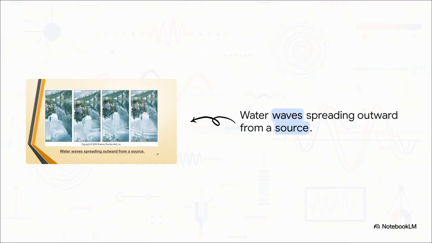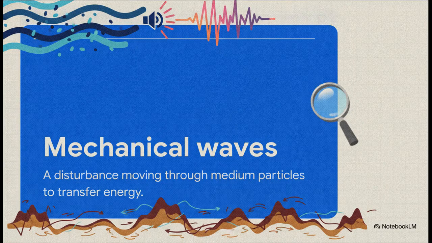It's such a classic visual of a propagating disturbance. But to really get what's going on, we have to look past the surface at the actual physics at play. Which leads us to the technical definition. Mechanical waves are a disturbance that travels through particles of a medium to transfer energy and momentum away from the source. It's pretty wild when you stop and think about it.